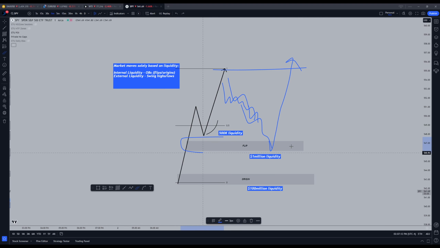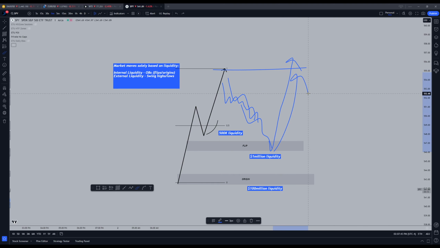Another reason is that there will be a lot of retail traders having their limit orders, for example, at the origin, and they never get filled because institutions don't want retail traders. This is the truth, but institutions don't want retail traders to get in with them at the exact price they are looking at. So that's why if they place their orders at the flip, retail traders that place their orders at the origin will just miss out on the entire big move, right?